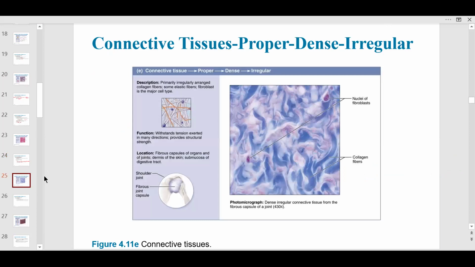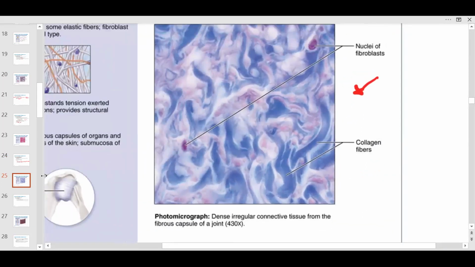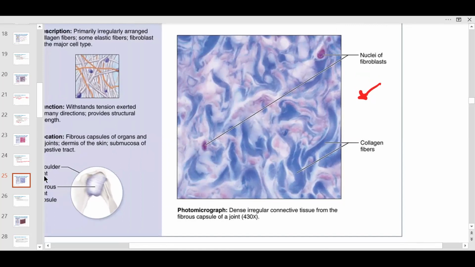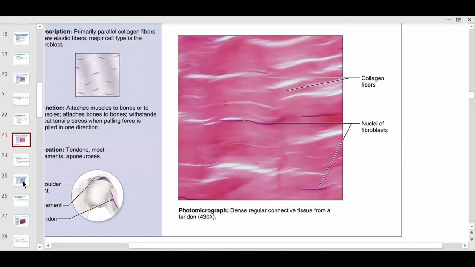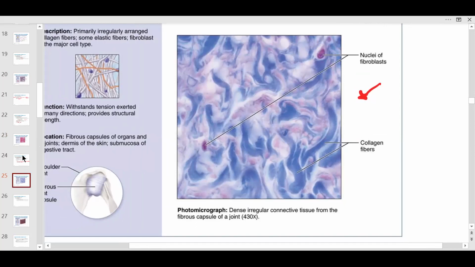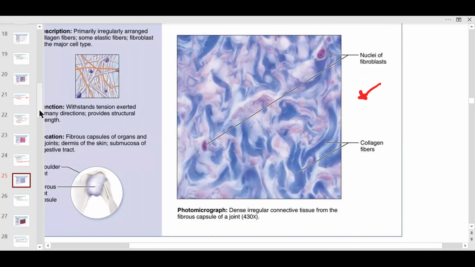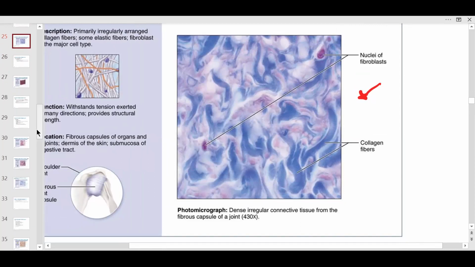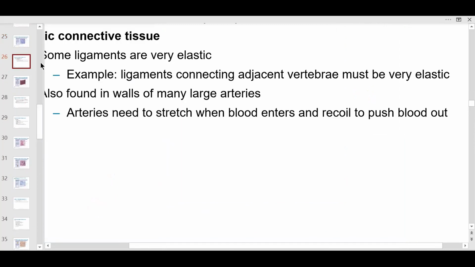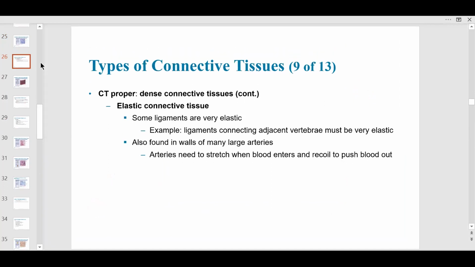So this could be red, right? This is dense, irregular, but you could see the collagen fibers could be red, not blue. It just depends on what stain we used. It looks different than dense, regular. There's more room in between. Dense, regular, dense, irregular. Collagen. Collagen. How many times did I say it? 80 times, Jeremiah, last time?